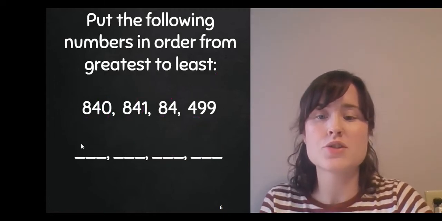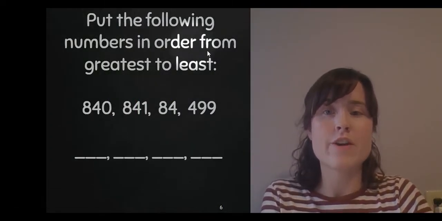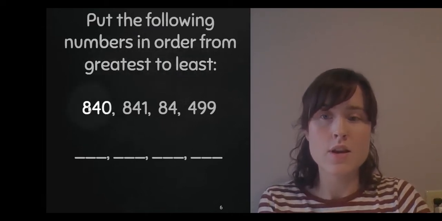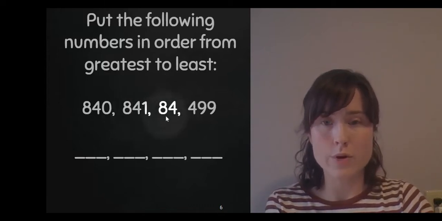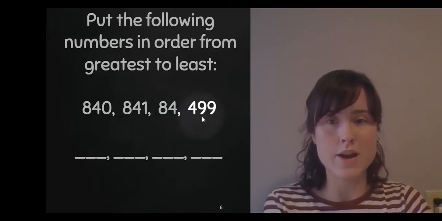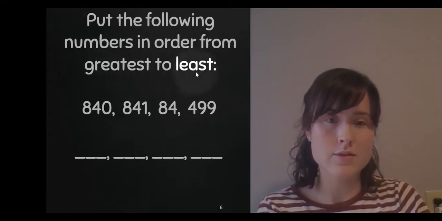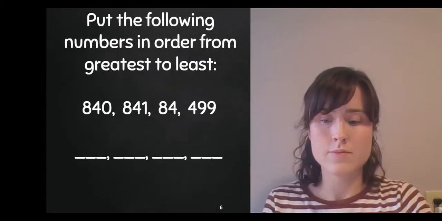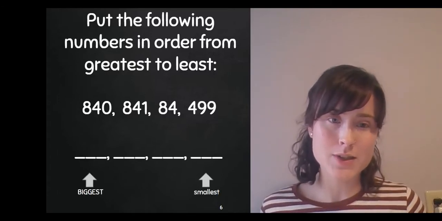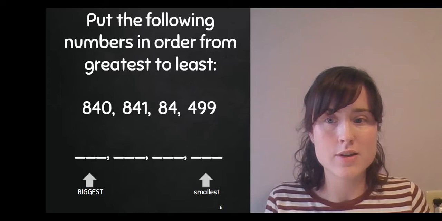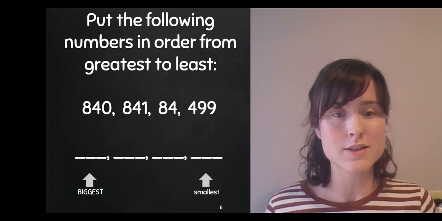Okay, so here's your next challenge. Put the following numbers in order from greatest to least: 840, 841, 84, and 499. What does it mean to put numbers in order from greatest to least? Good, that means the biggest number should come first and the smallest number should come last. Okay, go ahead and take a few minutes to put these numbers in order from greatest to least.